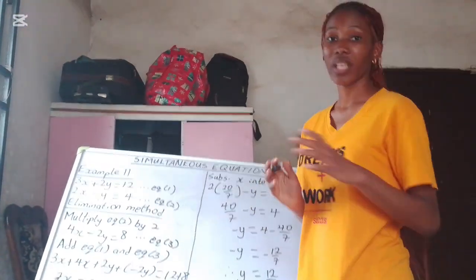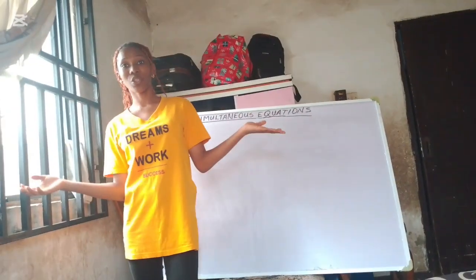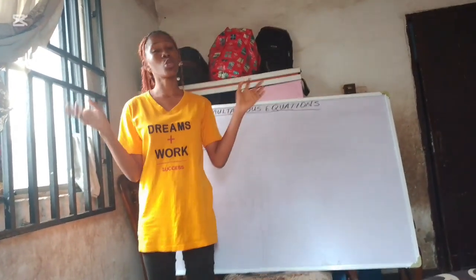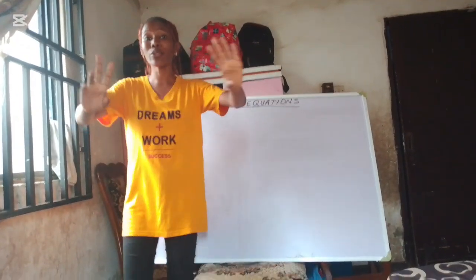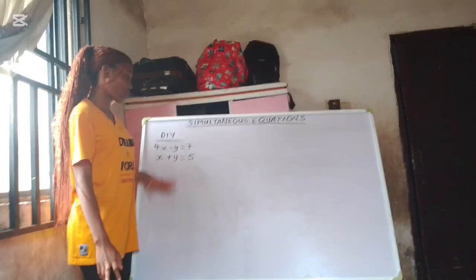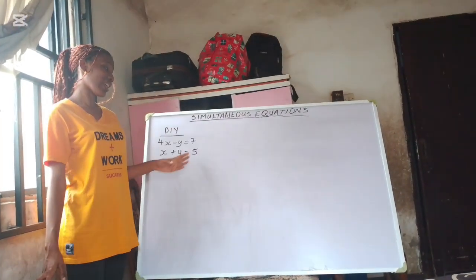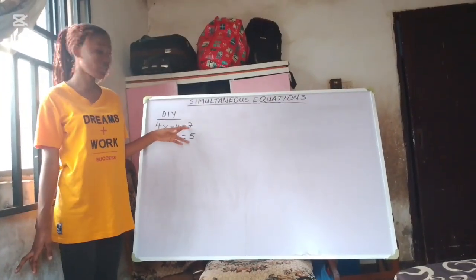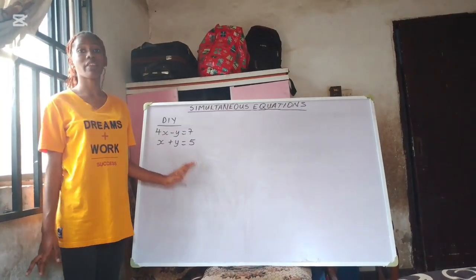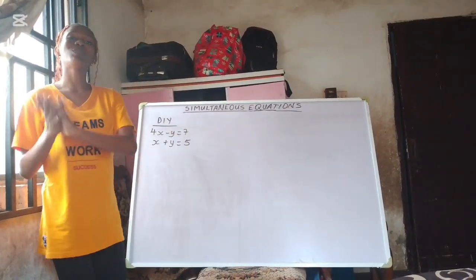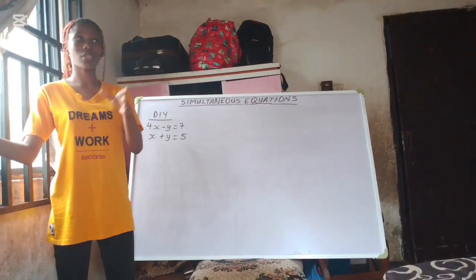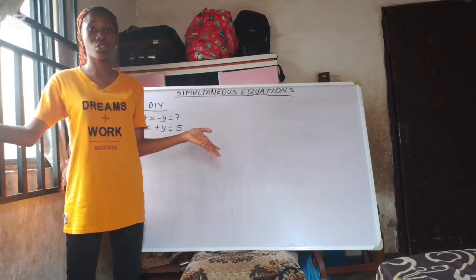that we got earlier. So this concludes our videos on simultaneous equations of two variables. So I want you to try something. I want you to do this question yourself. This is a DIY. Try it. You can do 4x minus y equals 7 and x plus y equals 5. Find the values of x and y. And please drop your answers in the comments. You can use any of the methods you choose.